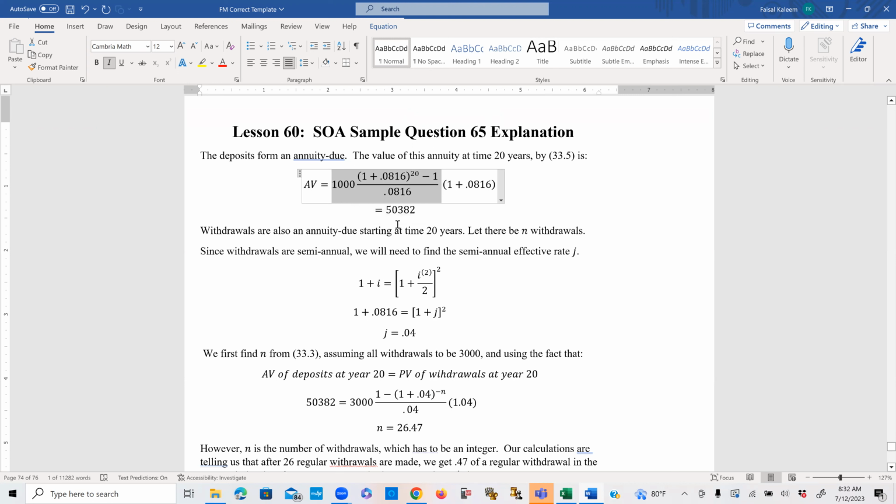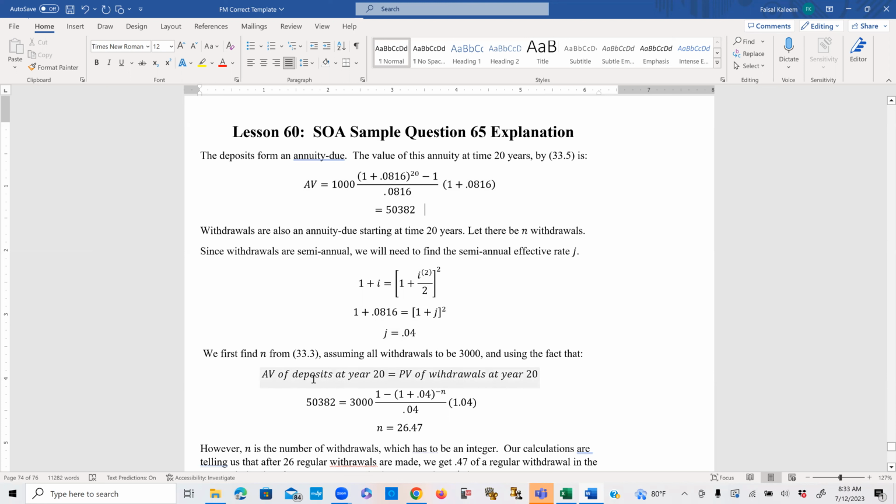And the withdrawals are also an annuity due if you start counting 20 years as the reference time now, because the first withdrawal is made at time 20. Although we know the final withdrawal is smaller, to know how many there are, we first pretend all the withdrawals are the same. So let n be the number of withdrawals. The withdrawals are semi-annual, so we need the semi-annual effective rate. According to the formula, 1 + i = (1 + i^(2)/2)^2, and i^(2)/2 is the semi-annual effective rate j. So i is 0.0816, and we get j equals 0.04.